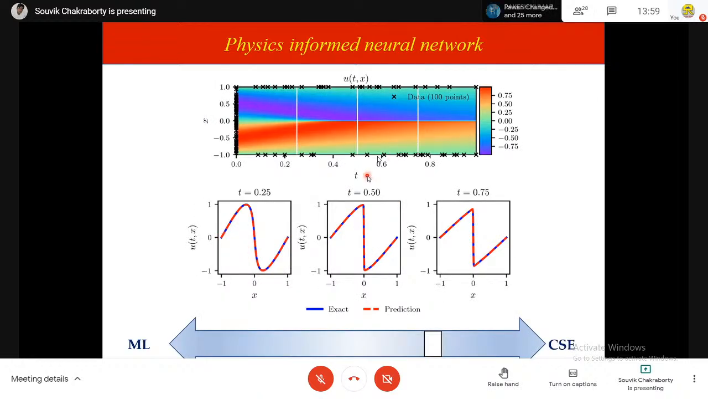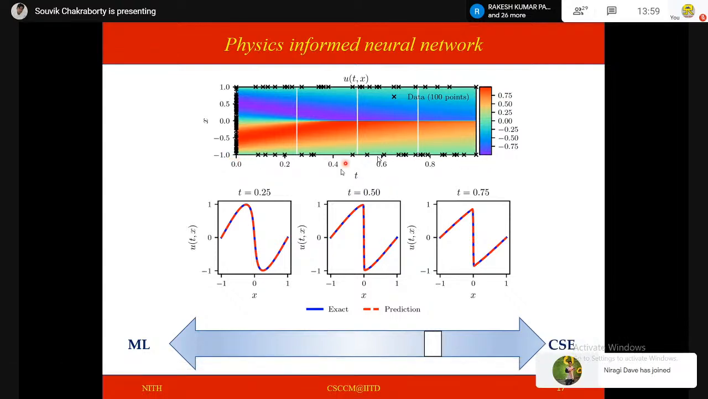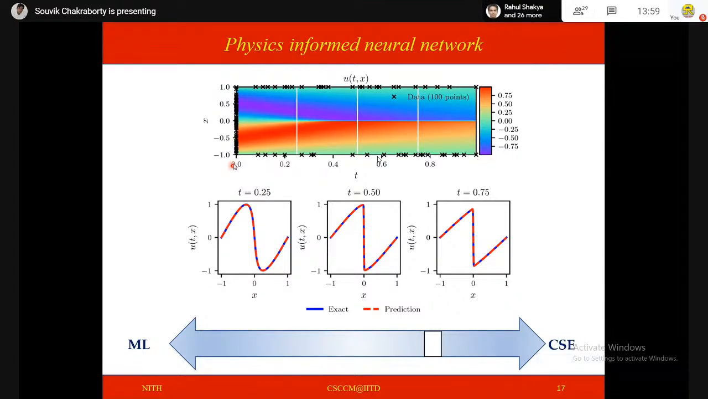So this is the result. What I've done here is along the horizontal axis, we have time t, so 0, 0.2, 0.4, and so on. Along the vertical axis, we have x, which goes from -1 to +1. And we have plotted the contour of the solution.